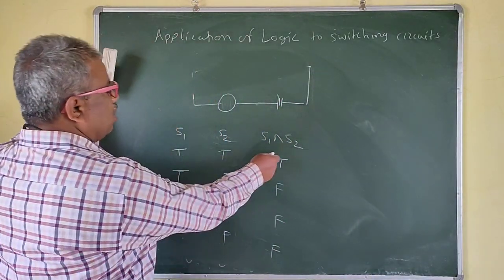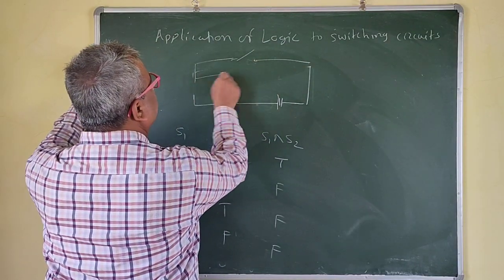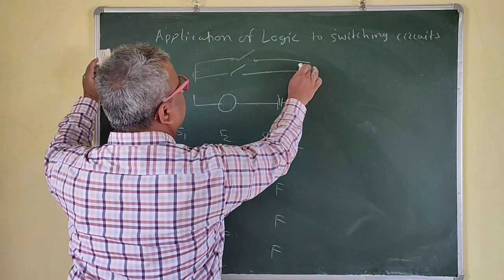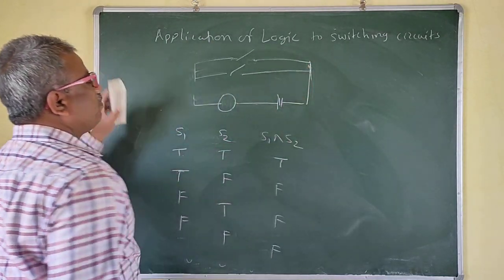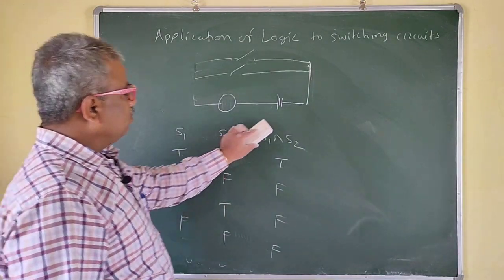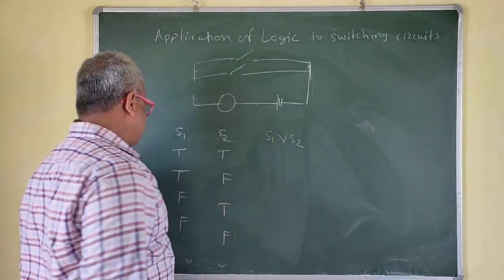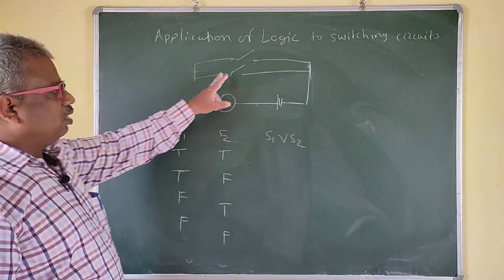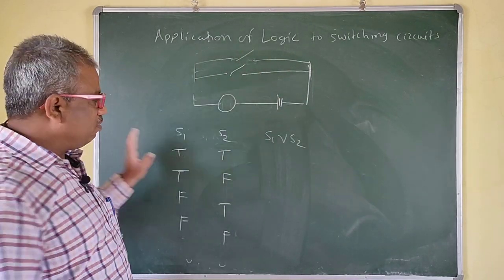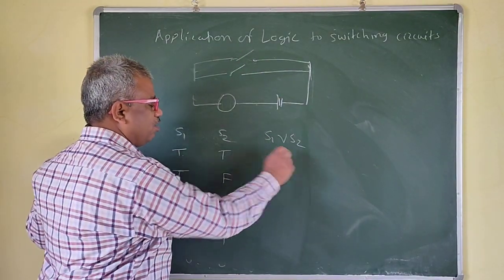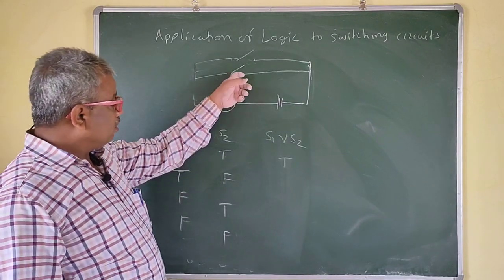Series means we have to take the AND. And suppose the switches are parallel. You may write this word, switches are parallel. Now see here, what happened here? S1 or S2 now. Now both the switches are on. There is no problem. The current will be passing through here or through here, and the circuit will be completed.